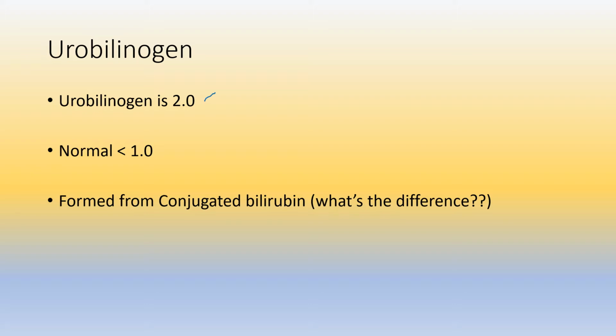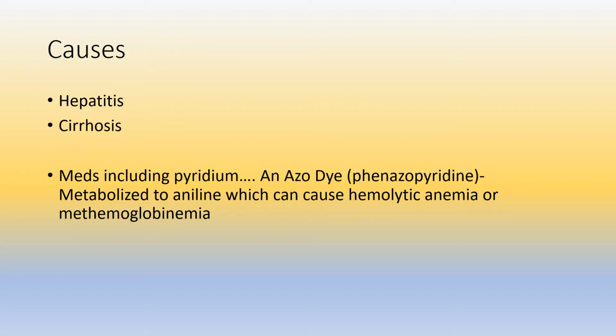Urobilinogen, hers is 2, the normal is less than 1. Conjugated bilirubin is the liver conjugates the bilirubin, and if it's not working at all, it won't conjugate it. If it's blocked at all, it can't get it out through the bile, and sometimes it builds up in the urine. So it's possible that she has some sort of other process going on. I would probably just repeat this after her infection is treated. It can happen with hepatitis, cirrhosis.